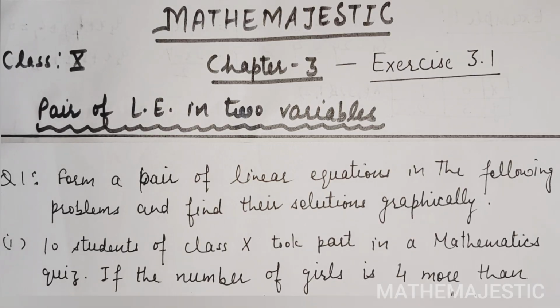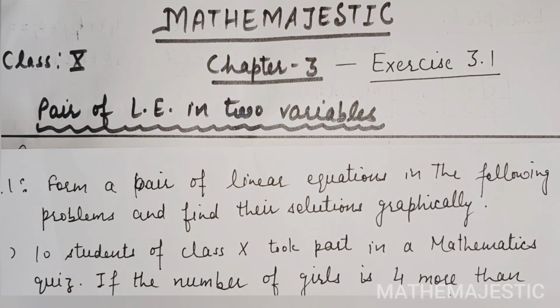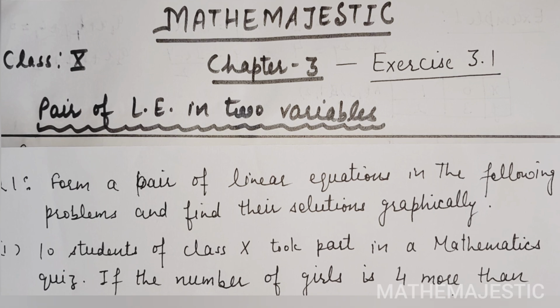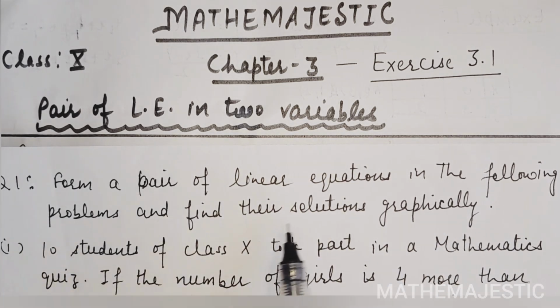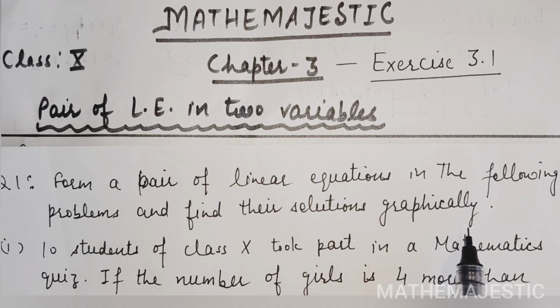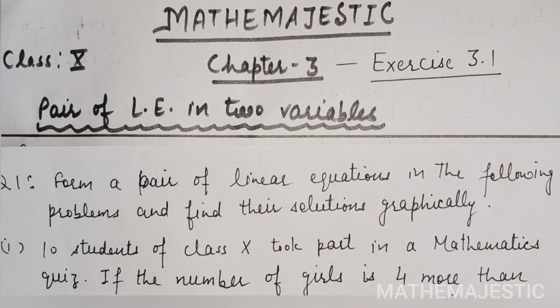So now we will start with question number 1 of exercise 3.1. Form a pair of linear equations in the following problems and find their solutions graphically. So first we will formulate the linear equations and then we will find the solution graphically. In the next exercise we will learn the algebraic method to solve linear equations, and in this exercise we will learn about the graphical method only.